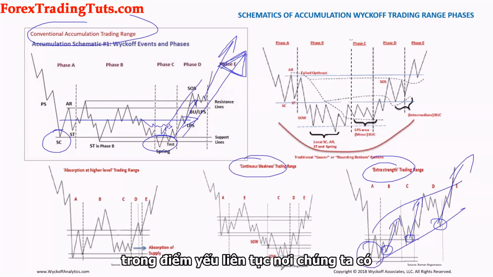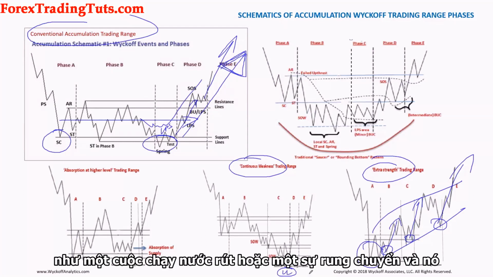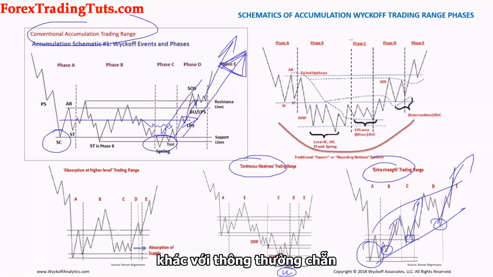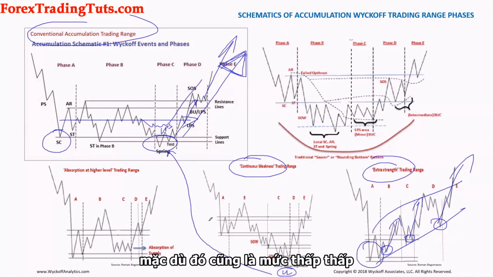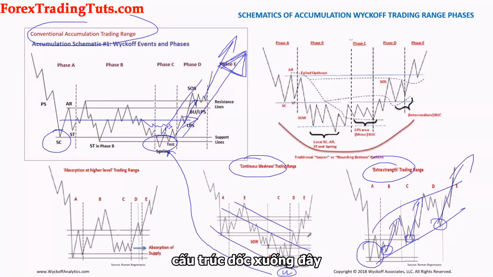In the continuous weakness, where we have the lowest point as a spring or a shakeout, and it's different than the conventional one, even though it's a low as well, we kind of see that there is some kind of downsloping structure here. So lower lows throughout, and those are significant lower lows. What does it tell us?